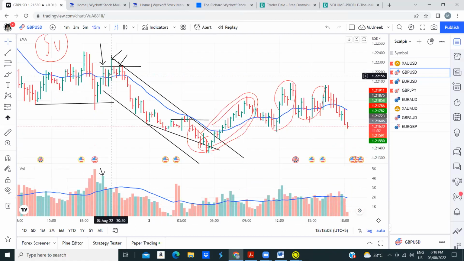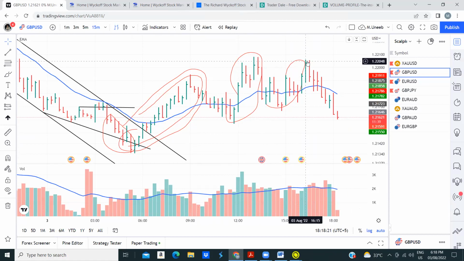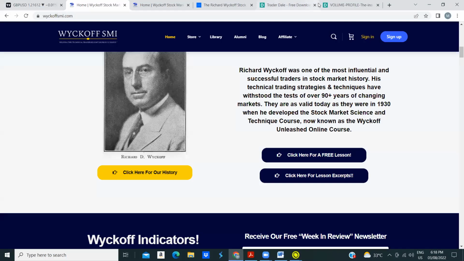Got it? So they are continuously selling here, buying here, selling here, buying here, and then they will make a last move, like upthrust or overbought. After overbought, that's the move when the smart money will start to move the market in their own favor. Got it? So that's it.